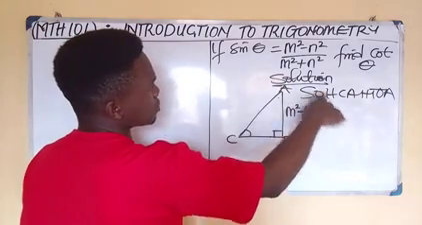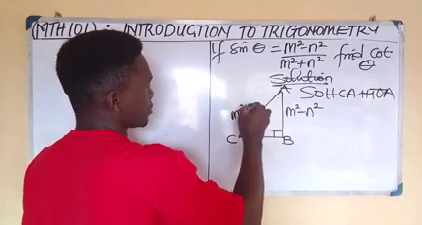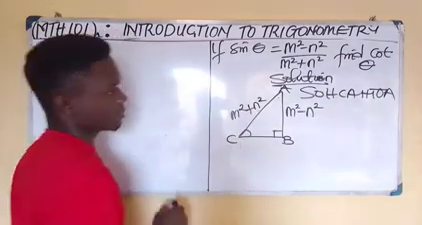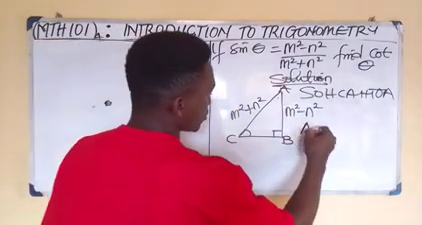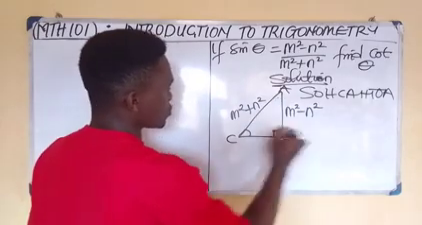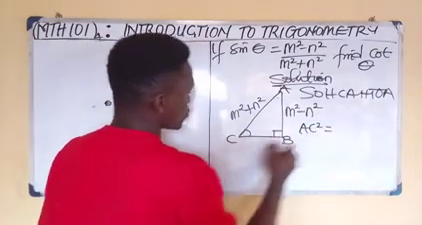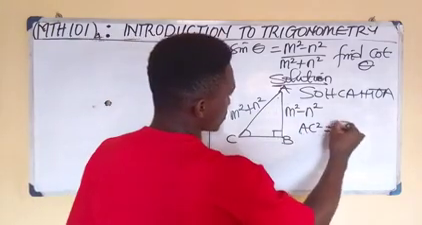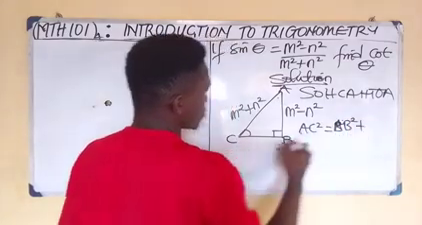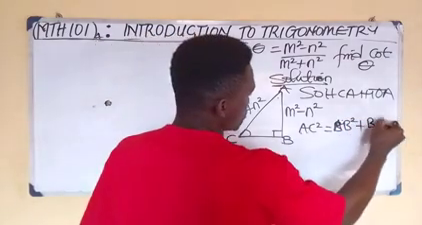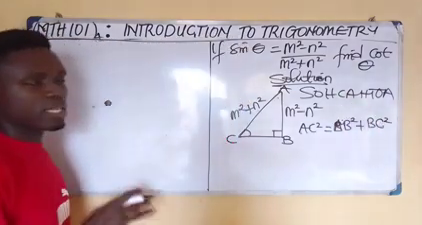Hypotenuse is what? M squared plus N squared. That is what we have it to be. And if that is the case, don't forget the law: AC squared equals AB squared plus BC squared. Alright, so that is what we have.